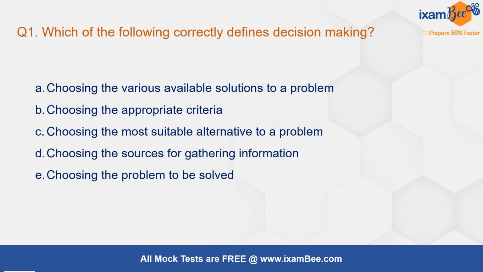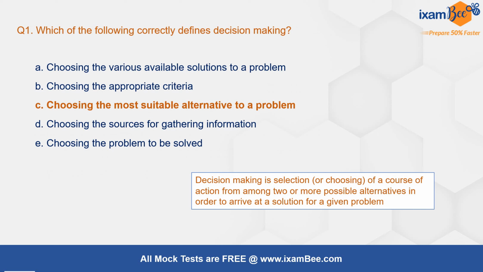So let's start with today's session. The first question, which of the following correctly defines decision making? Is it choosing the various available solutions to a problem? Is it choosing the appropriate criteria? Choosing the most suitable alternative to a problem? Or choosing the sources for gathering information? Or is it choosing the problem to be solved? The correct answer here is C, choosing the most suitable alternative to a problem.